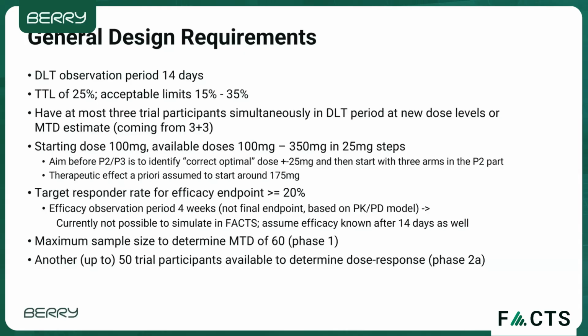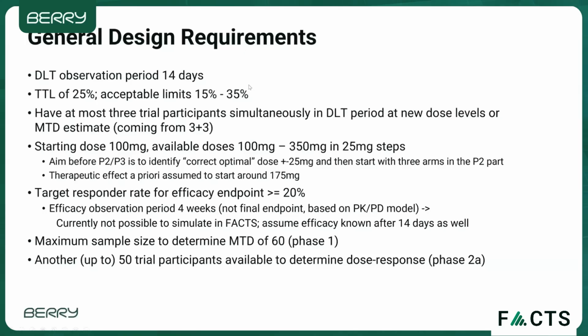They want to have a maximum sample size to determine the MTD. So that's sort of a phase 1 part of this trial of 60, but we will see later that in most of the cases, we're not going to need all of this 60, but that's the maximum they would be willing to have in this trial. And then we want to spend up to another 50 trial participants to determine the dose response. Again, we're going to see that we won't always need this 50, but those are their maximum sample sizes.